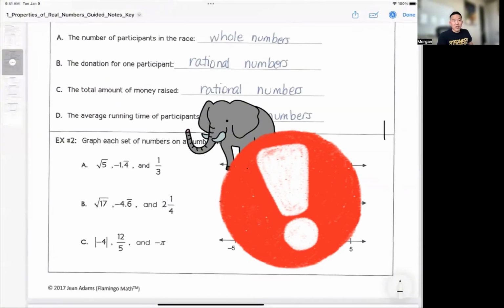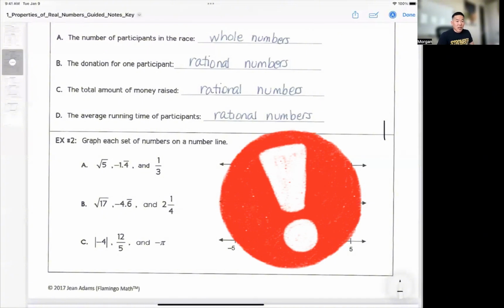This one's a little bit more challenging, right? So again, give yourself a moment. So this one is rational numbers as well, right? The average running time of participants. So you could think about it as what an average is, right?